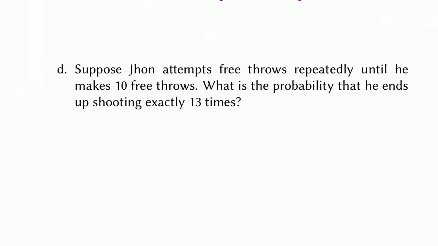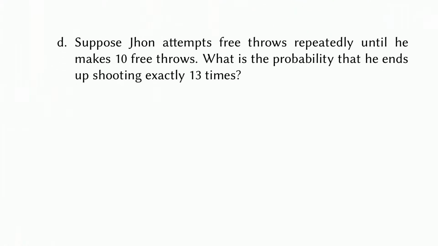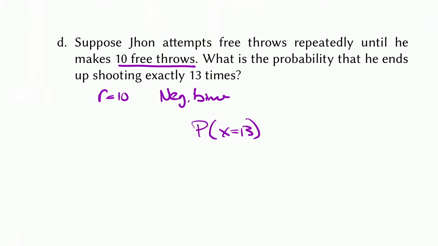Then the last one, repeatedly until you make 10 free throws. Okay, so that's going to be r equals 10, and this is negative binomial. And we want to know the probability that x equals 13. So you can go back up there to that negative binomial and do that probability with p equals 0.75.